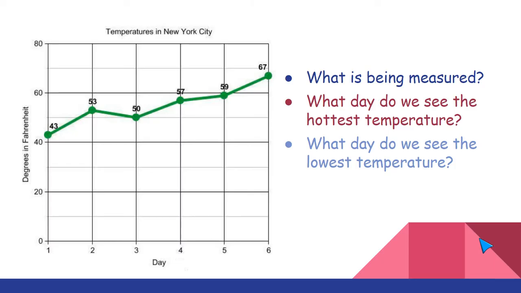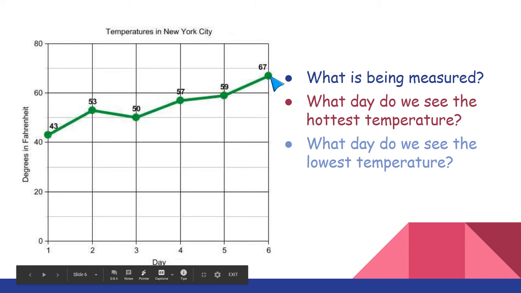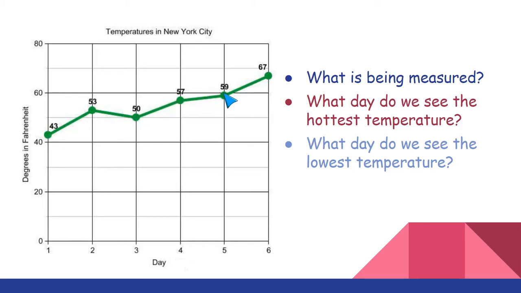What day do we see the hottest temperature? The hottest temperature would be on day 6, 67 degrees. One quick way to see that is that it is the temperature point that is at the greatest point on our y-axis. And what day do we see the lowest temperature? The answer would be on day 1 at 43 degrees Fahrenheit. That one is at the lowest point on the y-axis.